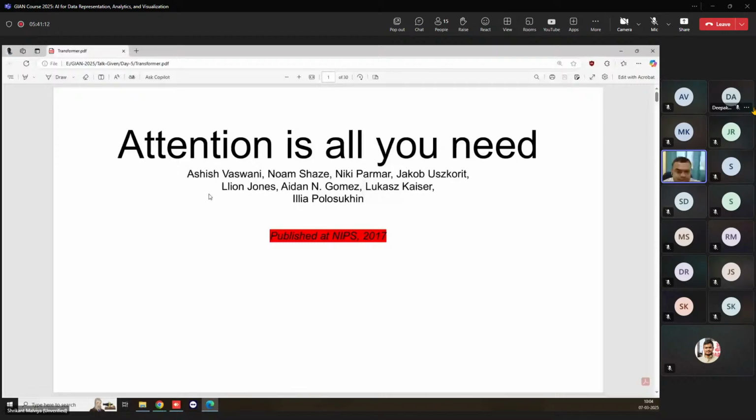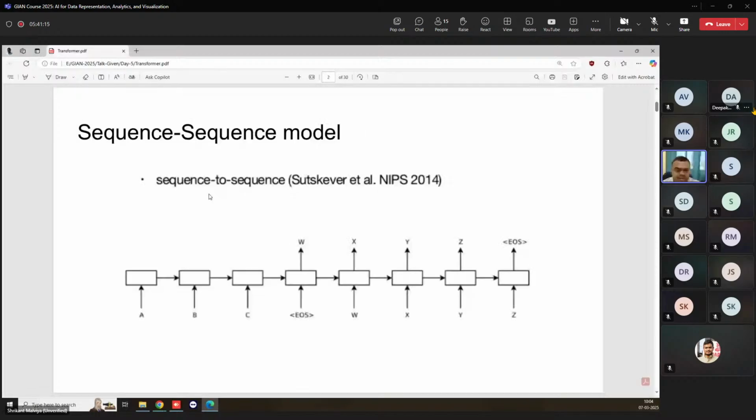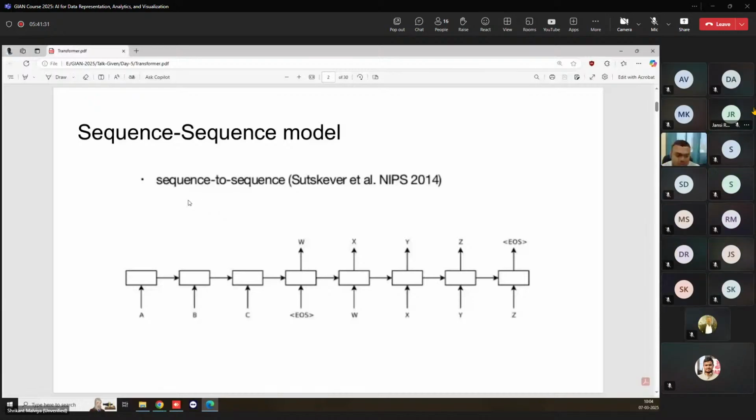So let's quickly revise. Yesterday, Ratnesh has already told you about the recurrent architecture, the RNNs, which learn sequence to sequence problems and try to predict an output sequence for a given input sequence. For example, suppose this diagram shows a problem where it has to predict the output sequence WXYZ based on the given input ABC. Okay, so what is happening here?